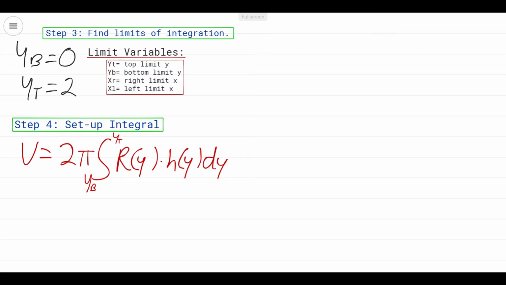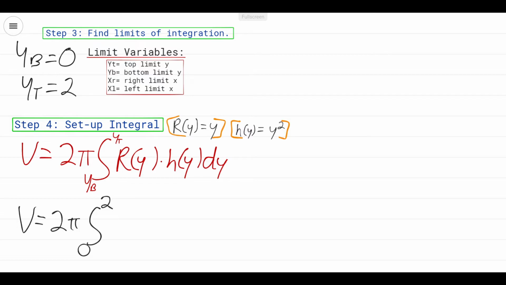Now that we have everything, we're going to plug it in. Recall our r of y was equal to y, and our h of y is equal to y squared. So from here on out, we're going to plug everything into the integral. The volume is equal to 2 pi, from 0 to 2, of r of y, which is y, times h of y, which is y squared, times dy.